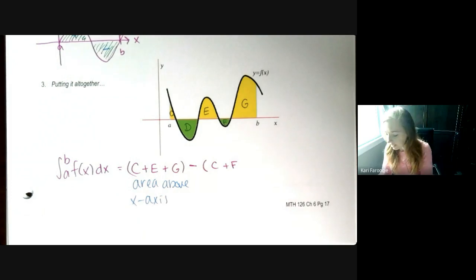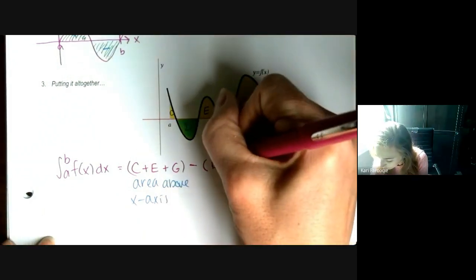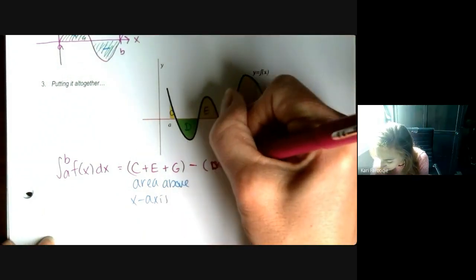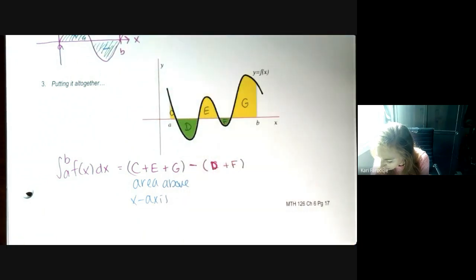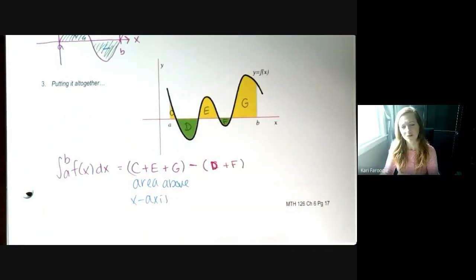Would you believe that I forgot my whiteout again? I might as well just throw in the towel at this point. Okay. D and F. So much whiteout in this house. I got like a billion pens and no whiteout.